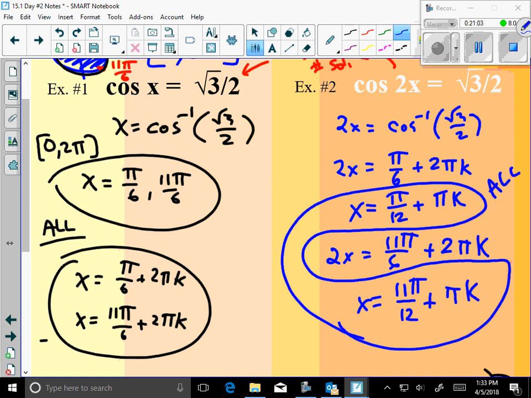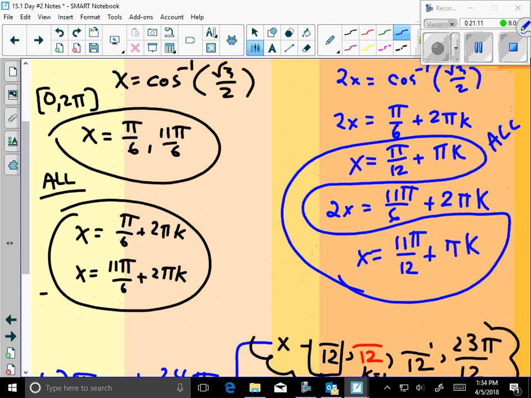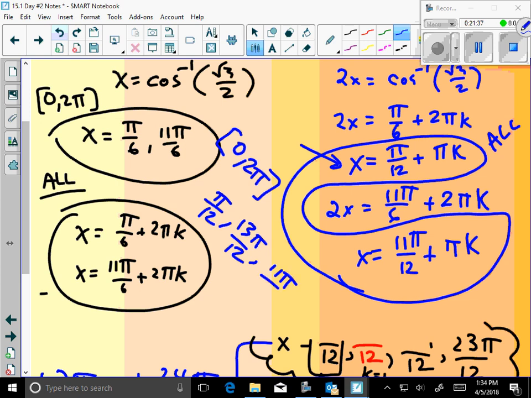At that point, you'd be done if it said give all possible solutions. If it said between 0 and 2 pi, this formula right here would render you 2 solutions: pi over 12, and then 13 pi over 12. Oops, that shouldn't be plus. The second one would render you 11 pi over 12 and 23 pi over 12.